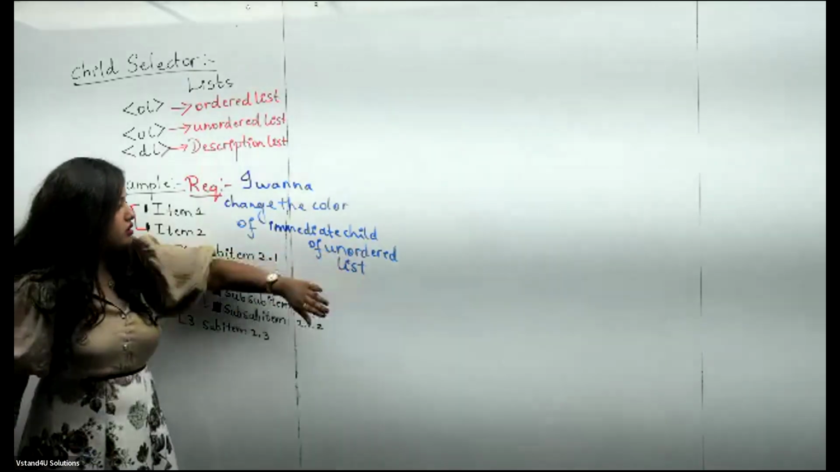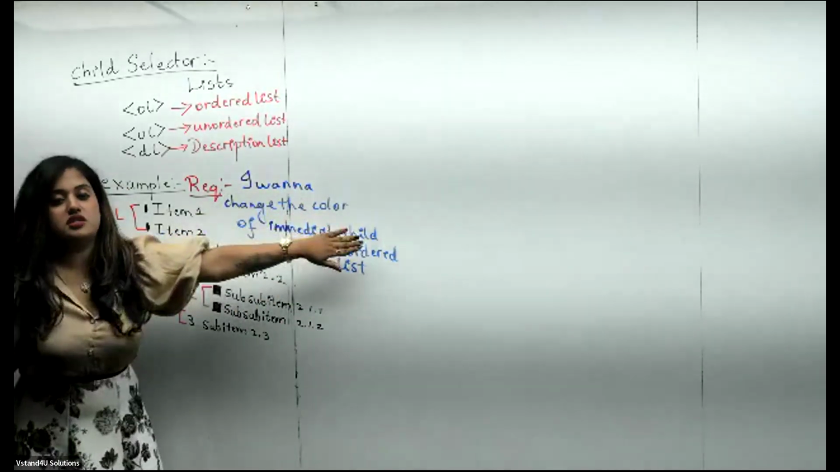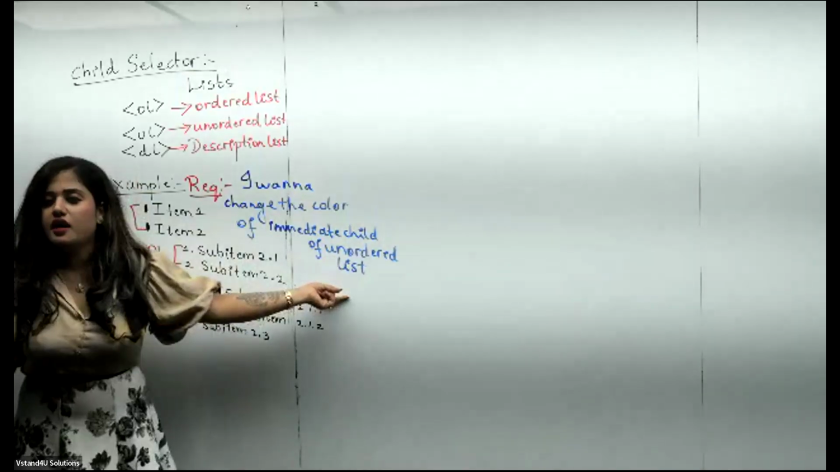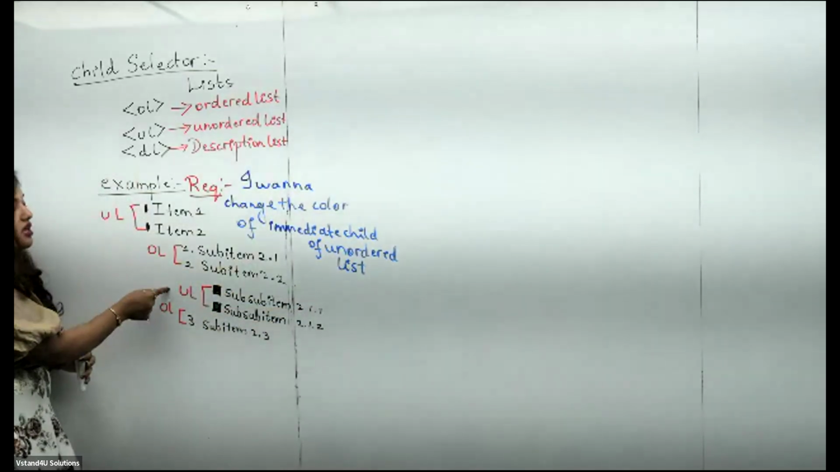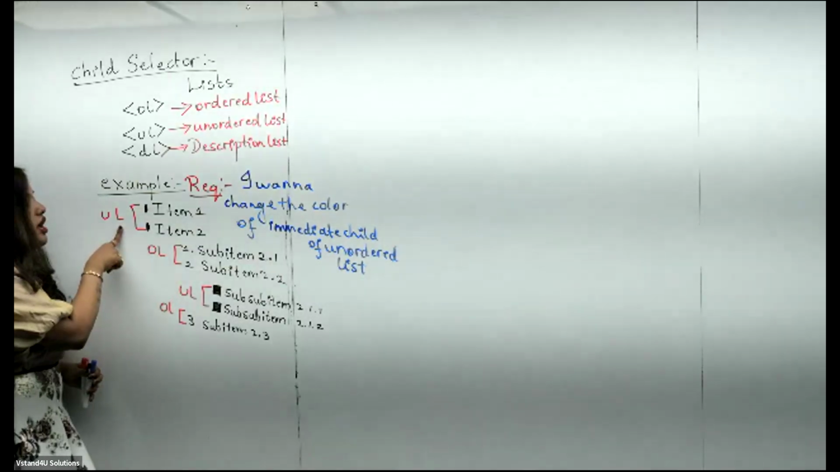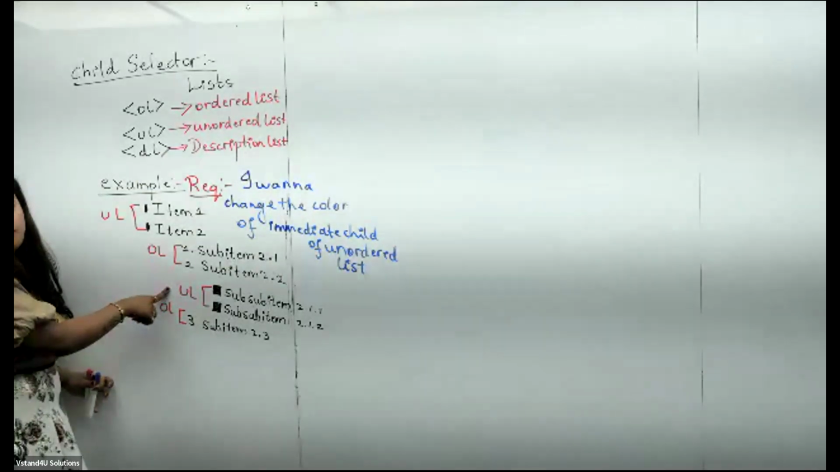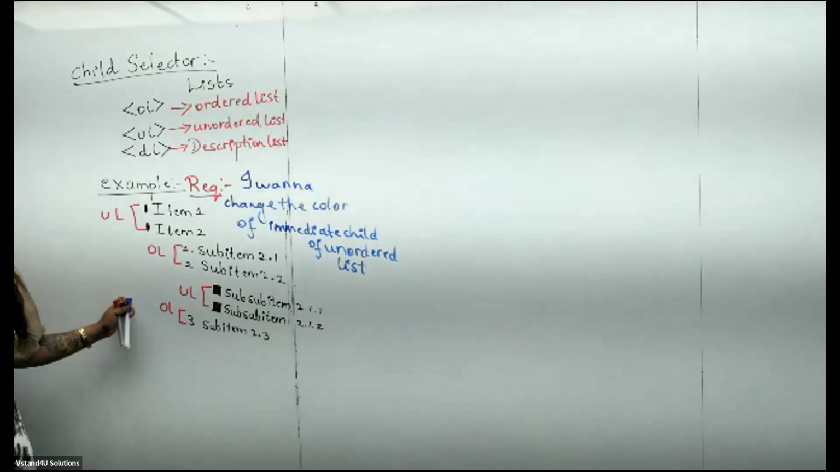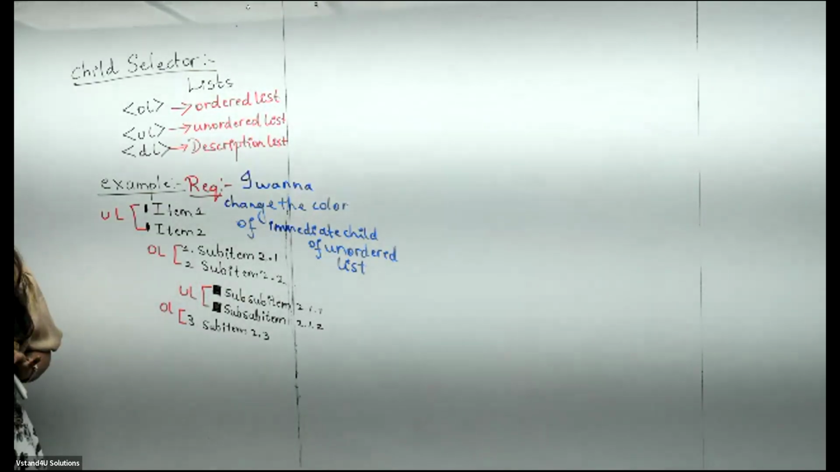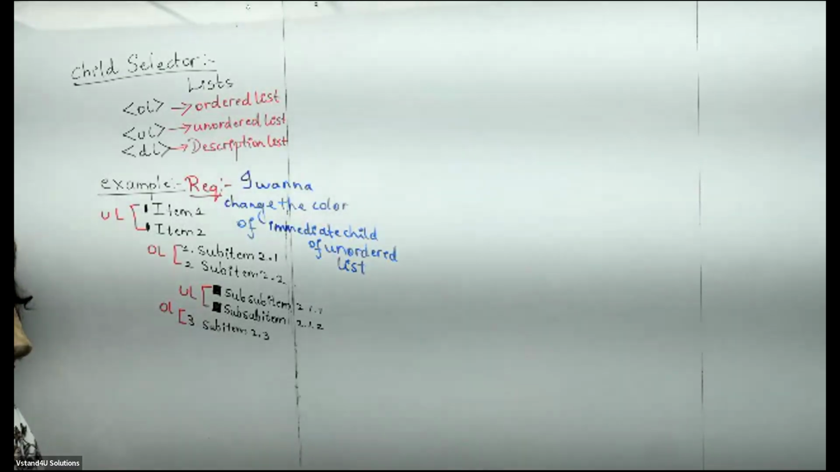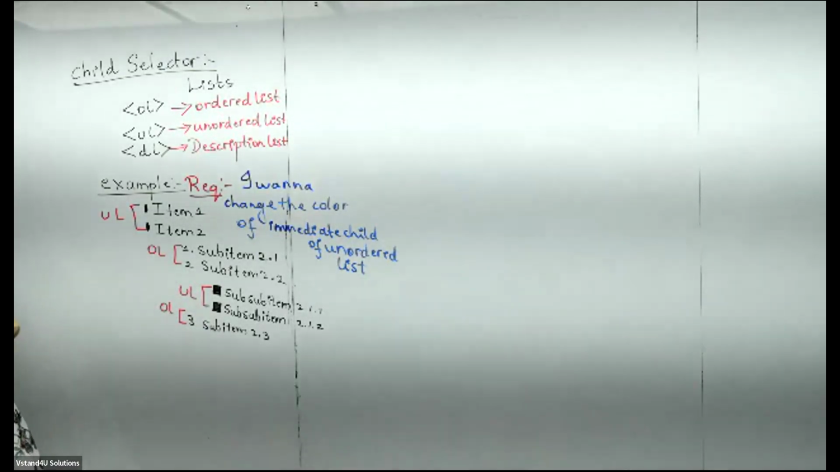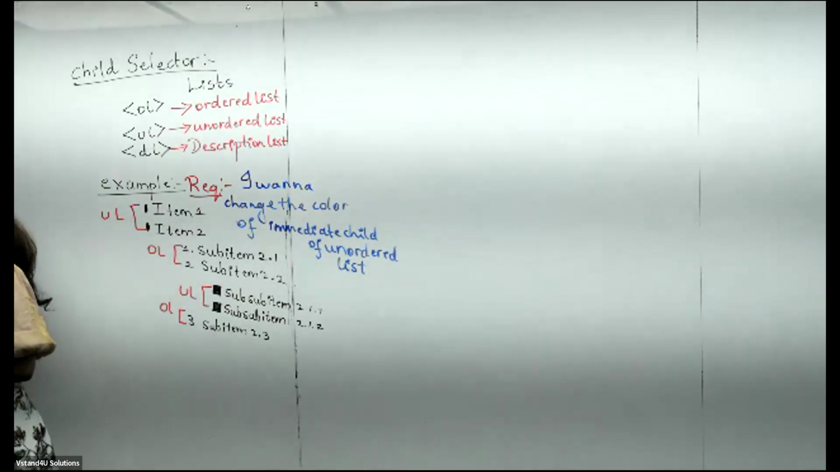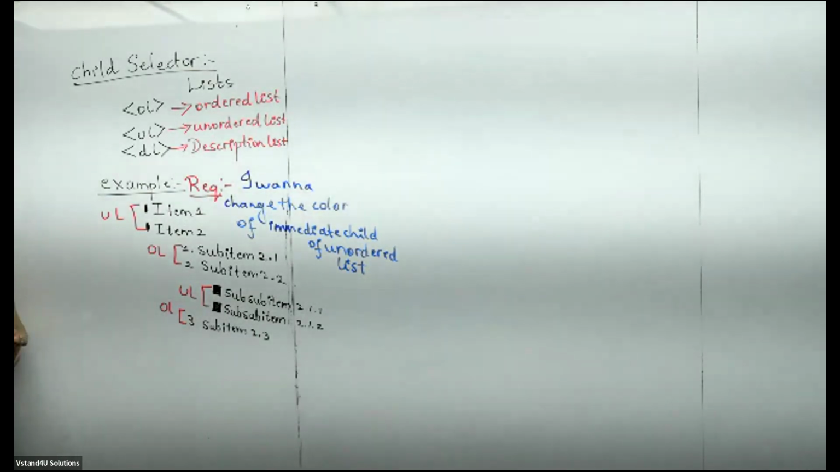Forget about immediate child. You just see here, I want to change the color of unordered list. But which unordered list? You have two unordered lists here. Yes or no? This is one unordered list and this is the second unordered list. But I want to change the immediate child of unordered list. You understood till here? Online students, clear till here? Everyone, please reply. Okay. You understood? I want to change.